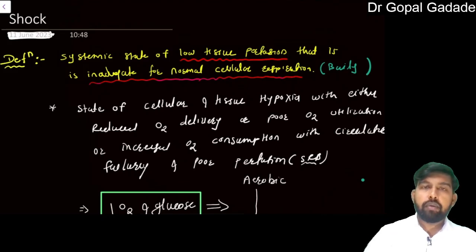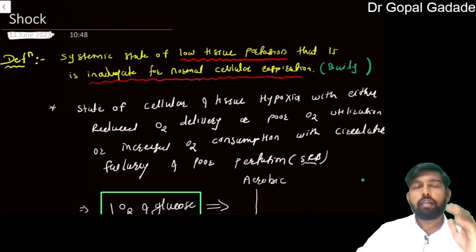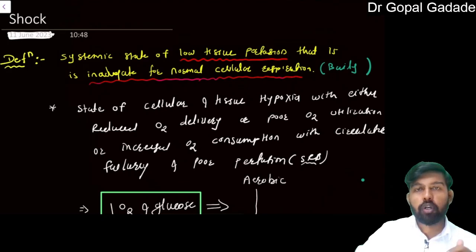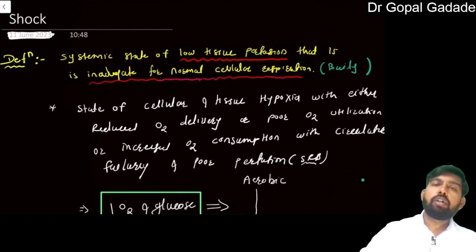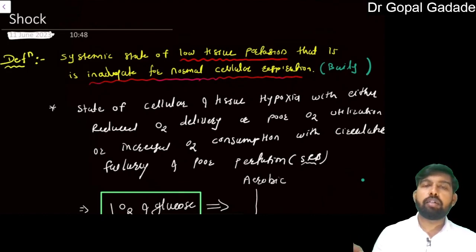Hello everyone. Today we are going to learn about the important chapter from Bailey and Love, that is shock. So in this chapter we are going to cover the basic pathophysiology of shock at the cellular level, the pathophysiology at the microvascular level, and the pathophysiology behind the systemic manifestation of shock.